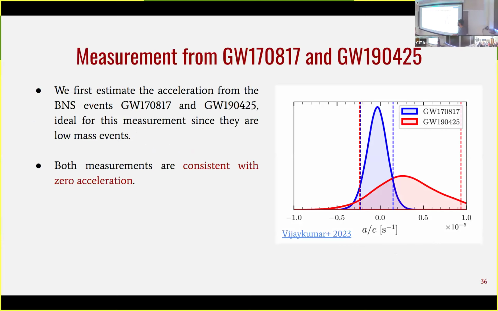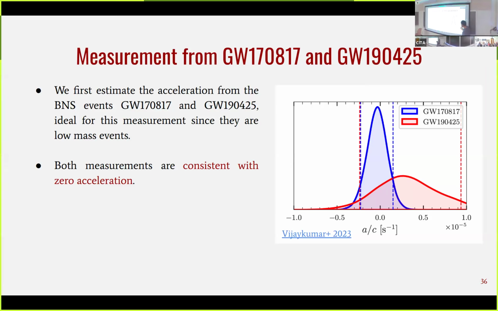Now you can actually estimate the acceleration from GW170817 and GW190425. GW190425 is another binary neutron star event, and these are the only two binary neutron star events we have observed. They are ideal for this measurement since they are low mass events. They stay in the band of the detector for a long time, and hence you can measure this dephasing and this acceleration as a function of time better. As you can see, no surprise, both measurements are consistent with zero acceleration.